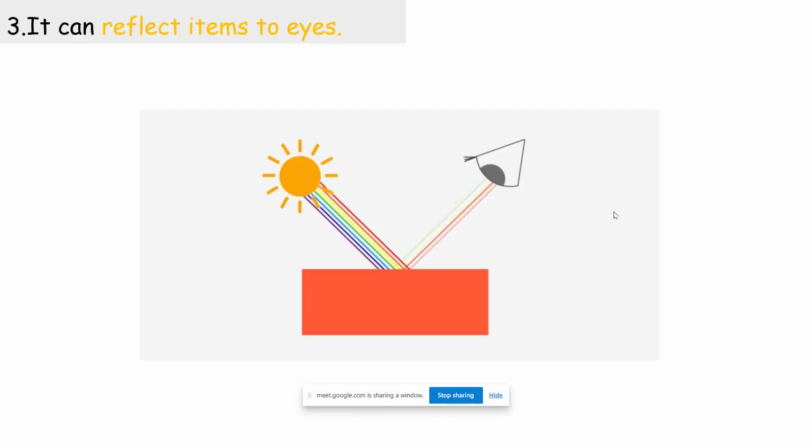Okay. Next one, the sun can reflect. It can reflect items to your eye. Can you see it? The light can reflect items to your eye.